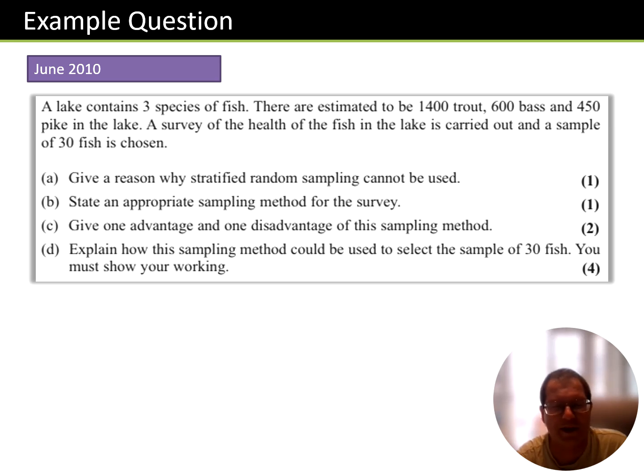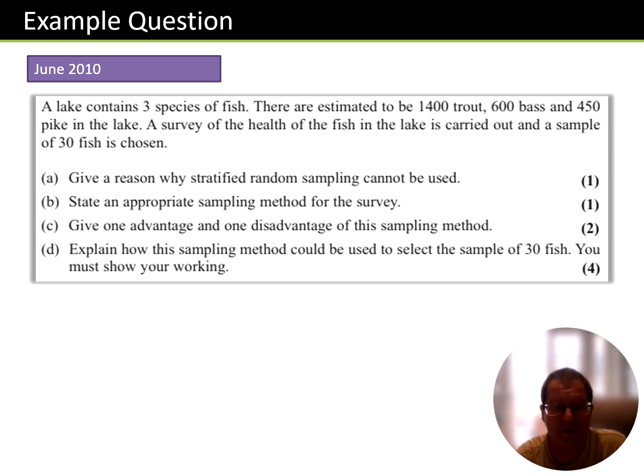And then part D, explain how this sampling method could be used to select the sample of 30 fish. You must show your working. Now notice the mark distribution. We had 1, 1, 2 for the first 3 questions, and then 4 marks, the same as the total for the rest of the question, for part D. So this is really where they want us to explain what we're doing.